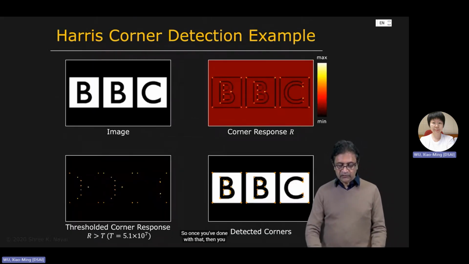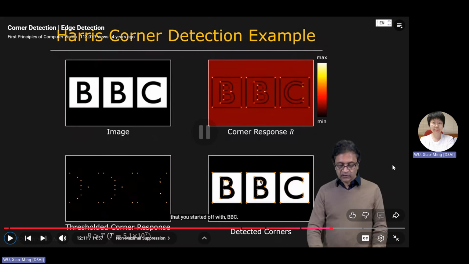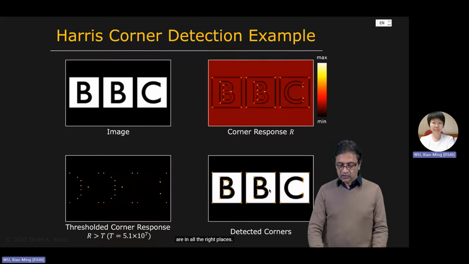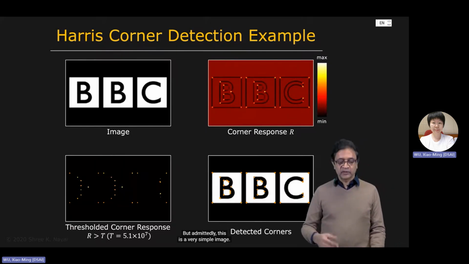Once you're done with that, you end up with your corners, and here are the corners overlaid on the image that you started with. You see that more or less the corners are in all the right places. Some corners are detected right here which may or may not be deemed corners, although they have very high curvature, but otherwise you get good results. Admittedly, this is a very simple image.